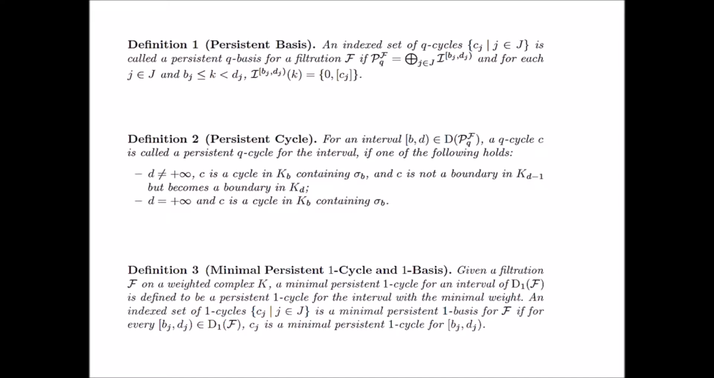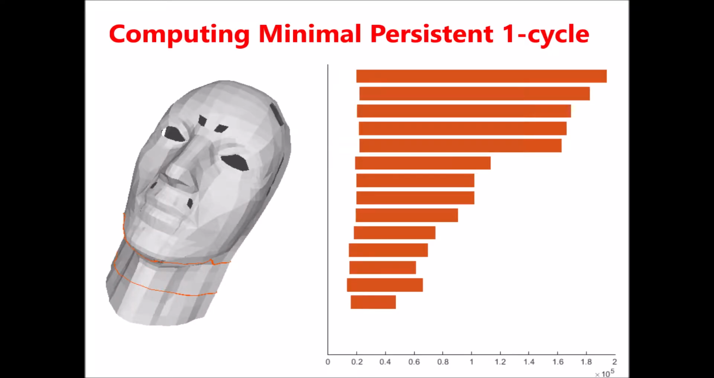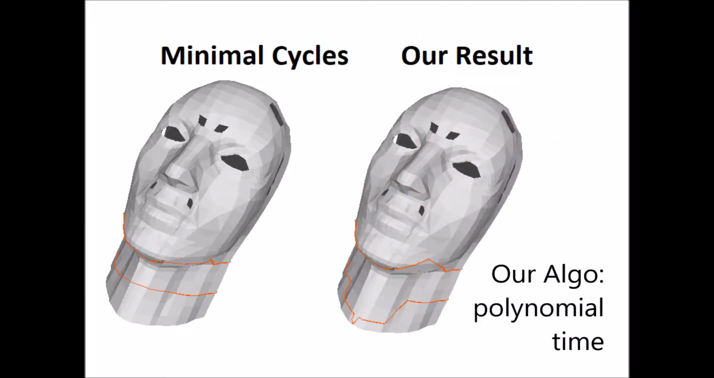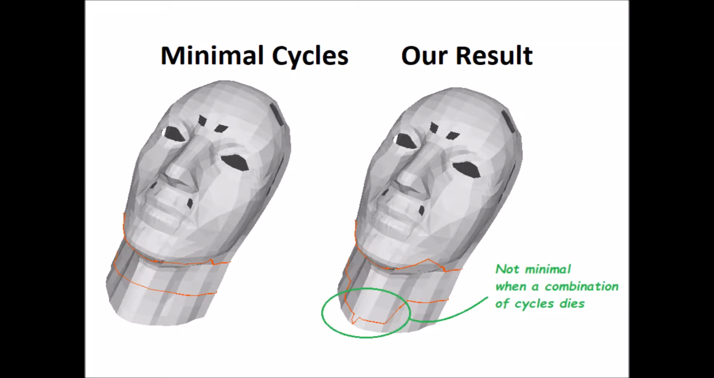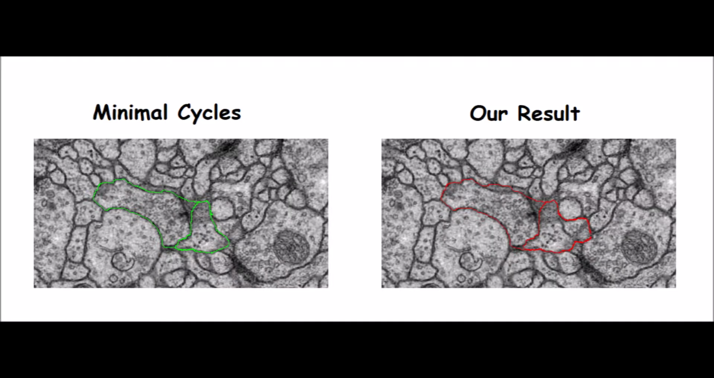directly. Computing a minimal persistent one-cycle given a bar in the barcode of the persistent first homology is an NP-hard problem as we show in the paper. Instead, we propose a polynomial time algorithm to compute persistent one-cycles. The only time the cycles are not minimal is when there are more than one component in the cycle. These one-cycles are built using a shortest path algorithm.